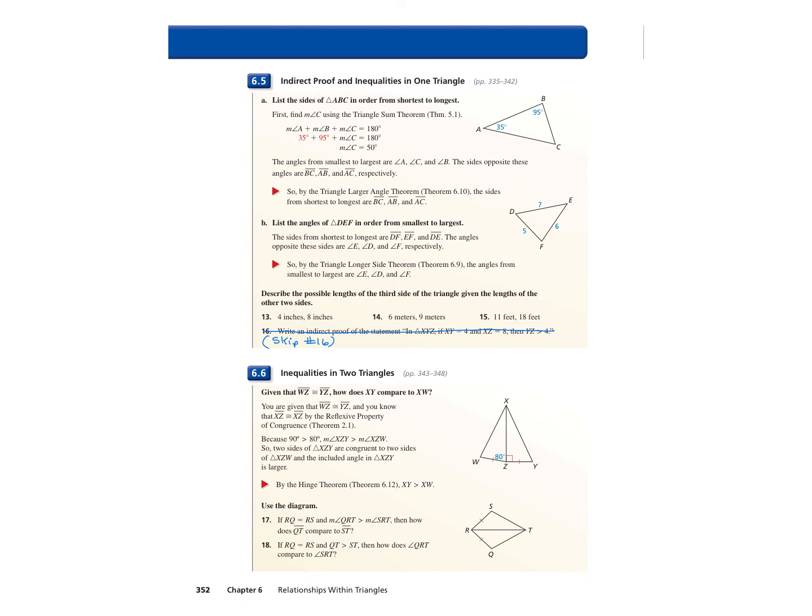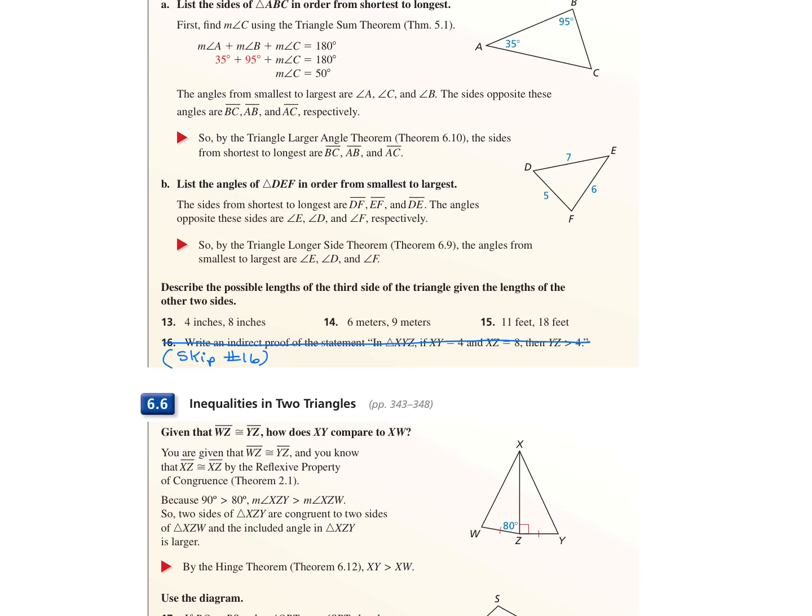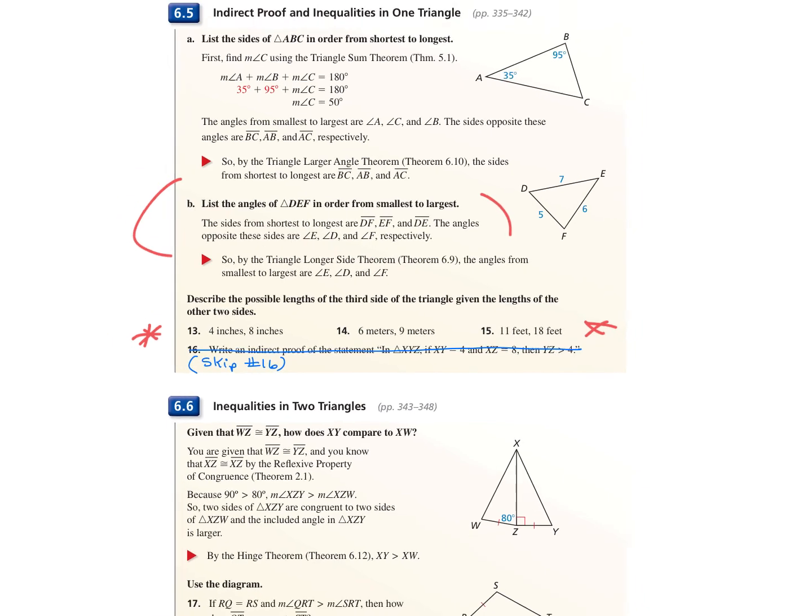Okay, so 6.5 and 6.6, this is where we did the triangle inequality. We also tested to see if, given three numbers, they could form a triangle. And then I'm also going to ask you to find the range of the possible values, like numbers 13 through 15. Again, I'm going to ask you to list the angles, least to greatest, or the sides. So all of this is good questions in here.